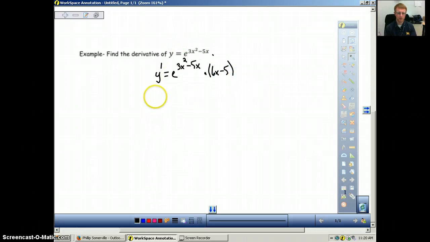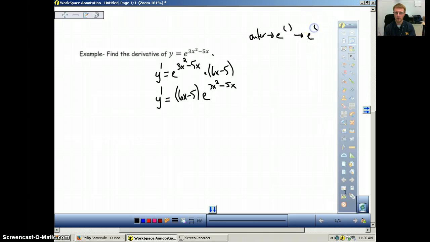So we rewrite this so that way it looks cleaner. Y prime is equal to 6x minus 5 e to the 3x squared minus 5x. So this is the chain rule in motion again. If we were to write the chain rule out here, we would have our outer function is e to the parentheses, which means the derivative is e to the parentheses. That means the exponent stays the same.